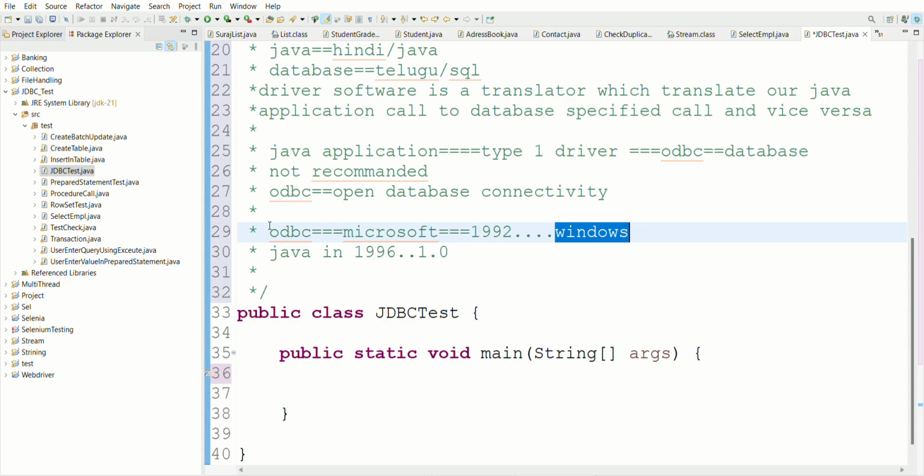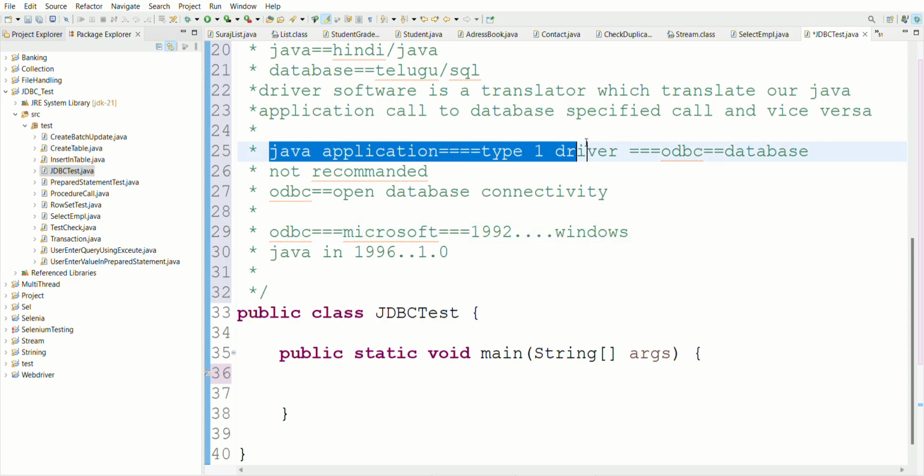So you can use ODBC or type 1 driver only for Windows operating system. In other operating systems like Linux or Mac OS, Mac OS means Apple laptop, in another laptop you can't use this type 1 driver. Got it? This is platform dependent.